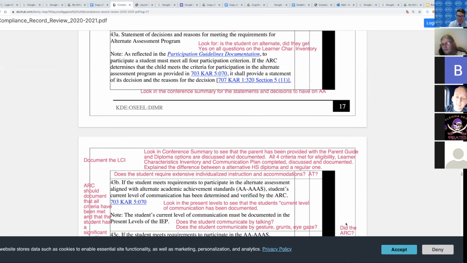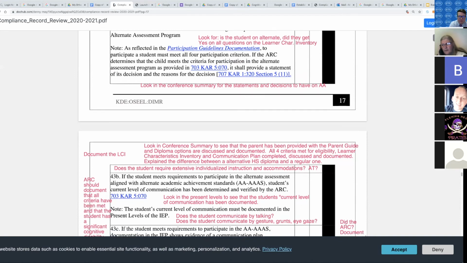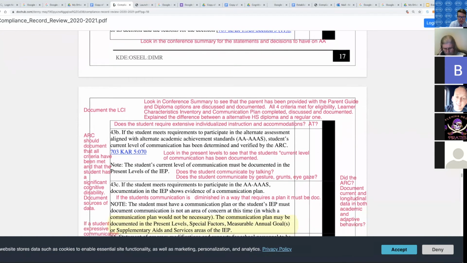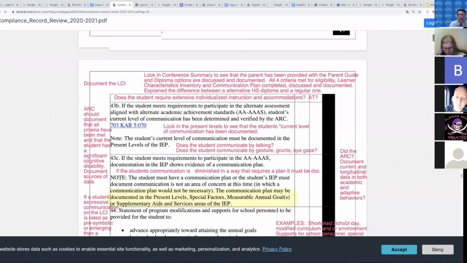what the diploma options are? Did we provide the parent with the parent guide? Did we determine the student's level of communication? Did we fill out the learner characteristic inventory and notice that the student across the board in all settings needs this real intense instruction, and that they have communication issues, and that they need to be on alternate assessment? Just because they are low functioning doesn't always mean that they need to be taking a test on alternate assessment. 43B.